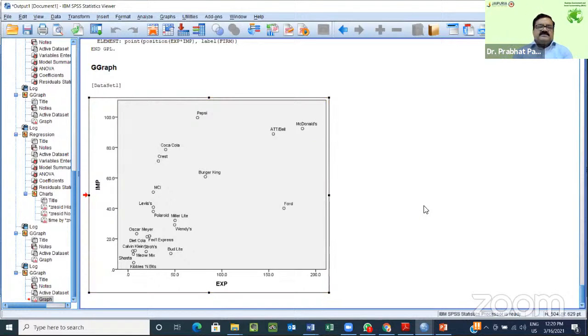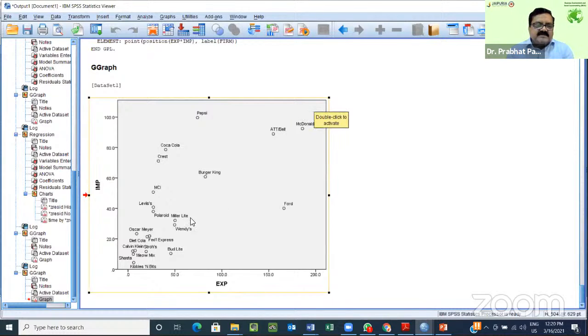But if you look at the nature of this data, if you draw a straight line here, just a free line, how will this line look like? It will go from here, go straight, touch here, but a lot of dots like Ford, Pepsi will be far away from this line. So what it says is that the straight line may not be a very good fit for this data. We can make out from this scatter dot.